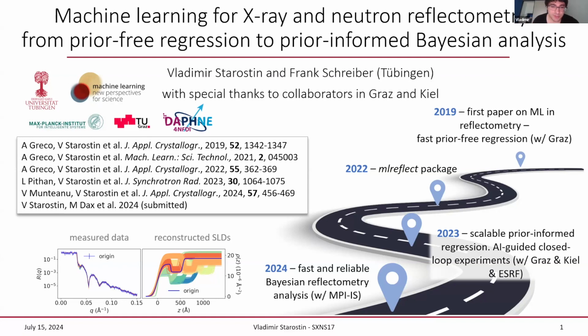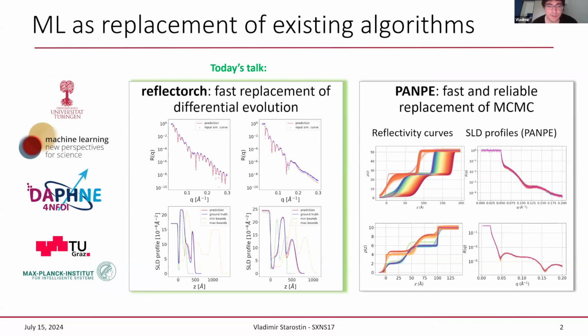So I will continue talking about machine learning in reflectometry, but more on the technical side and with the software-related problems. If you were present on Monday, you remember that I presented two approaches to reflectometry that we are developing at the University of Tübingen with many collaborators from Graz and Kiel, and together with Daphne and the machine learning cluster in Tübingen. You can think of the two approaches as replacements of conventional algorithms. The first one is the replacement of the differential evolution algorithm, called Reflectorch, and this is going to be the focus of today's talk.